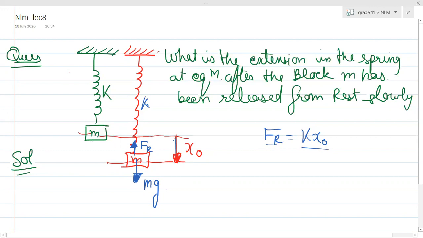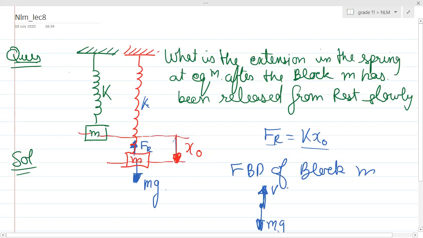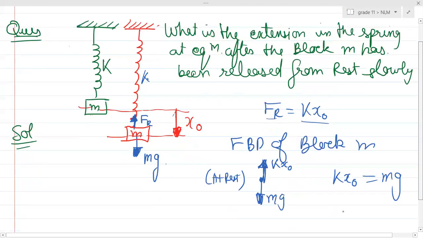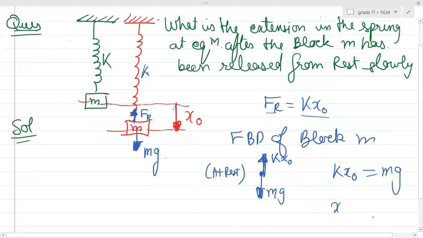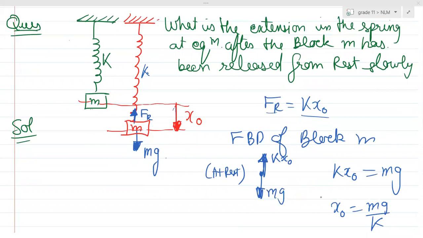If I draw the free body diagram of block M, it will have mg acting downward and kx naught acting upward. This object is at rest in equilibrium, so kx naught equals mg, and from here x naught equals mg by k. Is this clear? So this is your first question on spring, very easy, right?